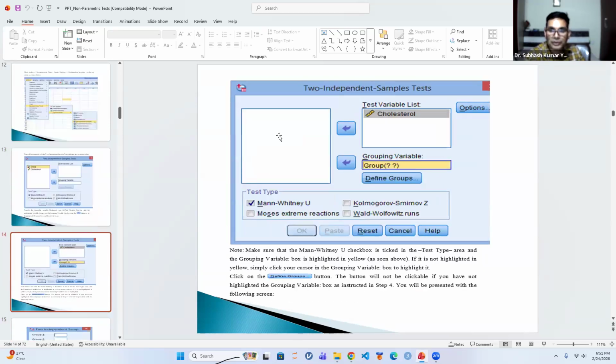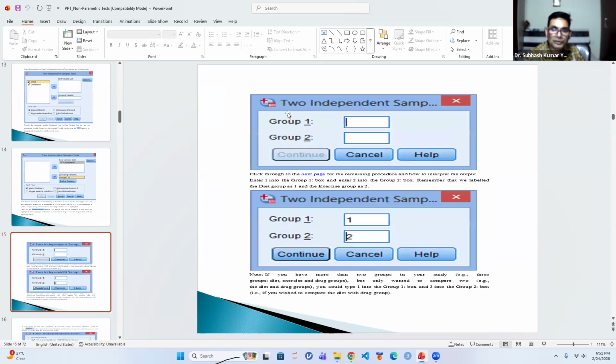So you have to put here the continuous, numerical variable, and just put the grouping variable here, and you have to define the group. So just click on that. So this type of dialog box will be open. So for group 1, if you have coded 1, then you write 1, or if you have coded 2, then you can also write 2 for this group, and the other one for this group, and just click on continue, just like 1 and 2, and click on continue.